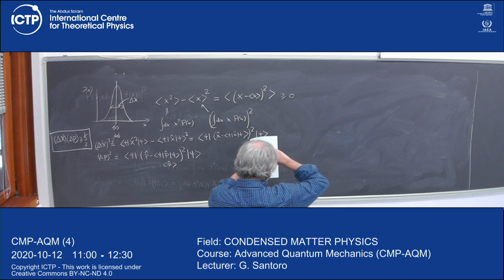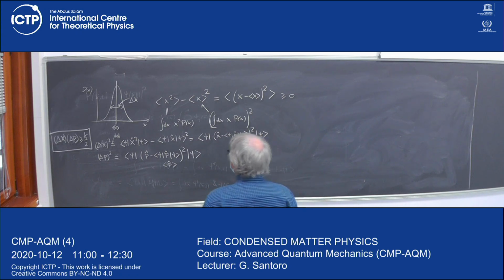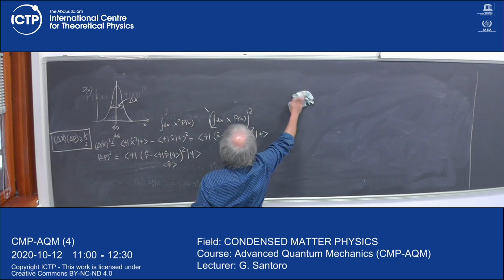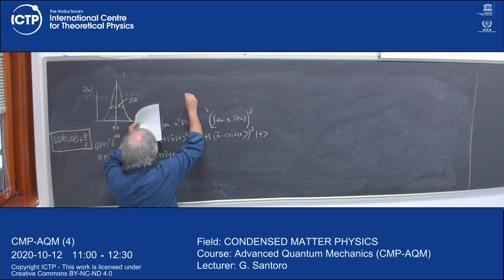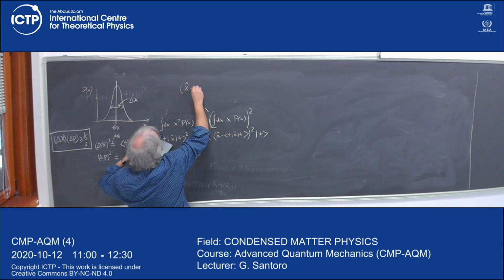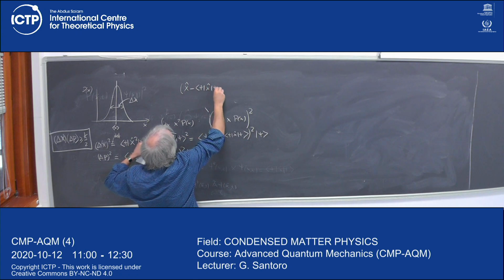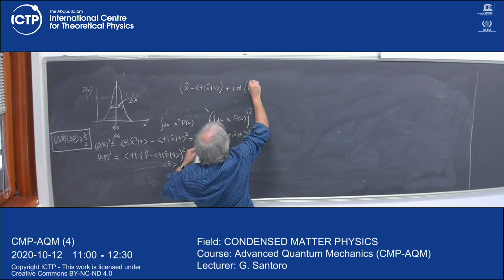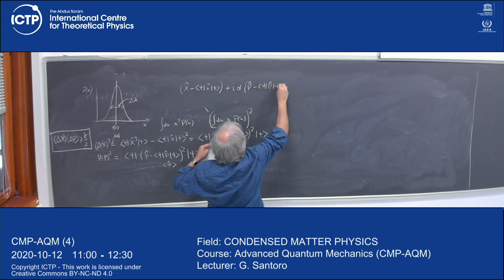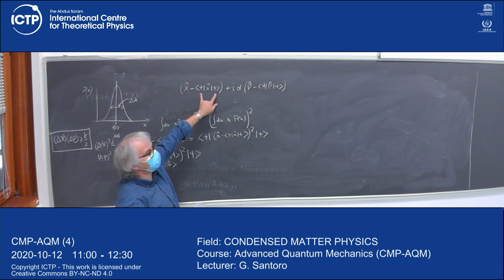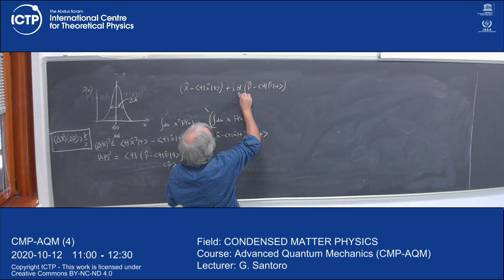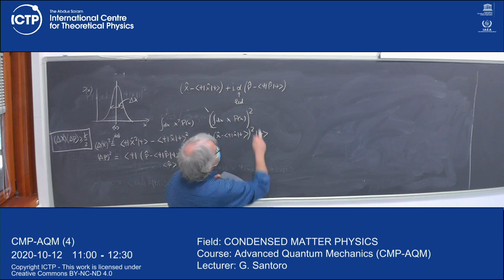Good. Let's prove it. First of all, let's consider the following object. I consider the quantity x minus the average of x, plus i alpha, where alpha is some real number, times p minus the average of p. Let's look at this object. This is an operator, the operator x minus its average, which is a number, plus i, notice the i here, alpha is real, some number that I don't know, never mind. And then I have p minus its average.